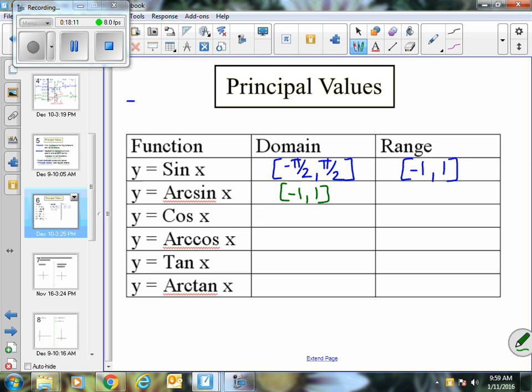But now here's the cool thing. The range for the inverse is only going to go from negative pi over 2 to positive pi over 2, and that will be a function because we're not going to repeat values. You'll see that in a second when we do the graphs.